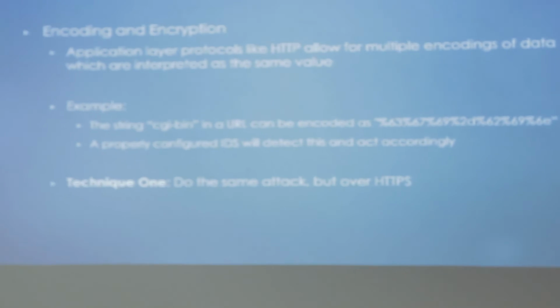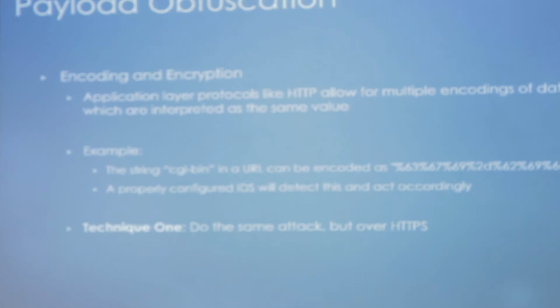So let's go over some evasion techniques, and these are pretty fun. Moving on, we have payload obfuscation. The first one is encoding and encryption. Application layer protocols like HTTP allow for multiple different kinds of encodings, which allow it to be interpreted as the same value. For example, the string cgi-bin in a URL can be encoded, and it will be seen differently on the IDS than as just that string, right?